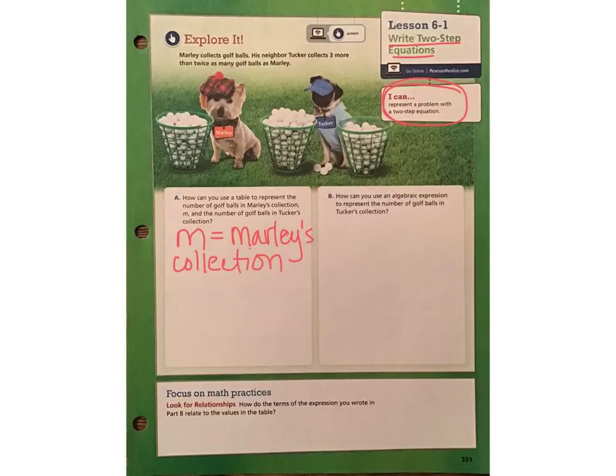Now let's take a look at Tucker's collection. The problem specifically tells us that Tucker collects 3 more than twice as many golf balls as Marley. So "3 more than" would indicate add 3. And "twice as many golf balls as Marley" means to take Marley's number and multiply by 2. So this expression here represents the number of golf balls in Tucker's collection.